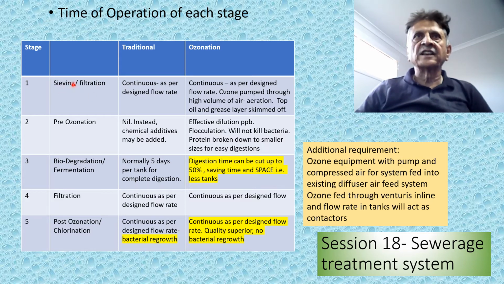The time of operation is given for each of the stages below. The first stage is sieving and filtration. This can be continuous. That means as the sewage goes into the tank and mixing takes place, the filtration through the sieve is continuously done, and the same thing with the ozonation. In the traditional stage, a pre-ozonation phase does not exist, but what they do is they may add chemical additives.